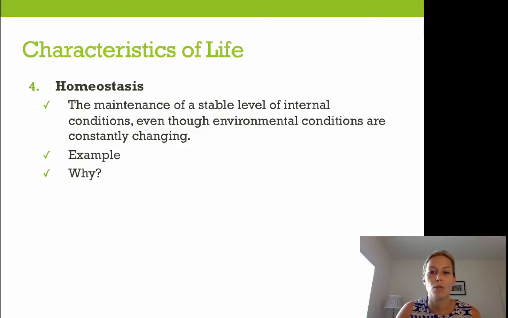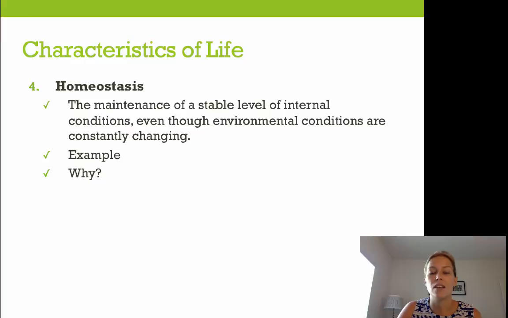So an example of homeostasis is if you've ever run the mile. Human body temperature is 98.6 degrees. When you start to run the mile, you start to get warm and your body temperature goes up. As your body temperature goes up above 98.6 degrees, your body responds by sweating in order to cool you down and bring your body temperature back down to homeostasis, which is 98.6 degrees.